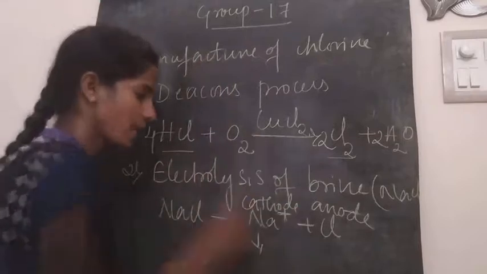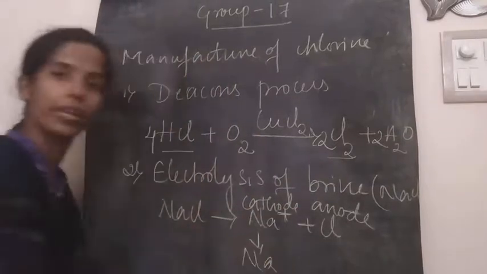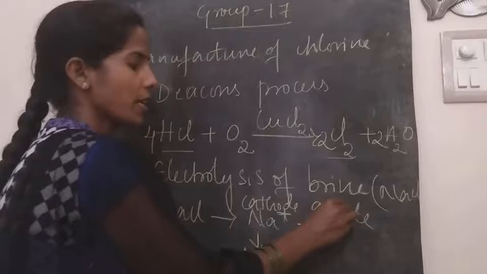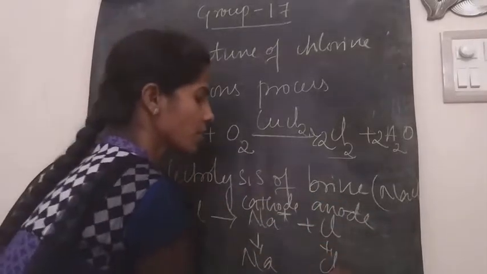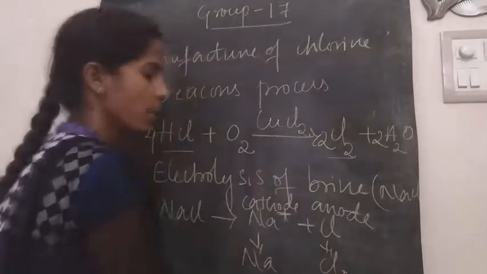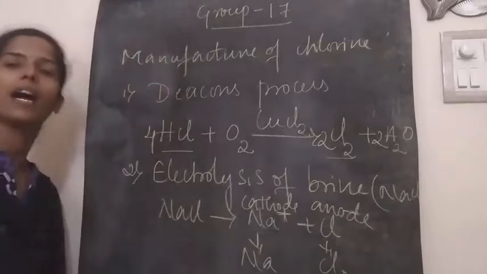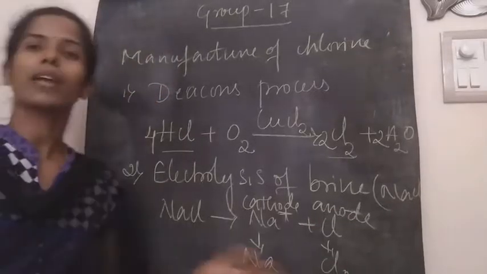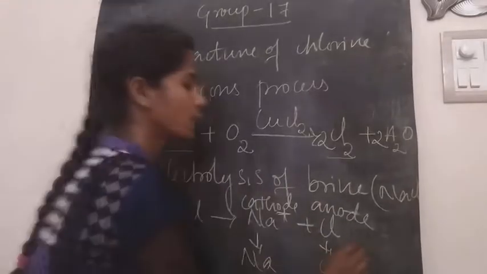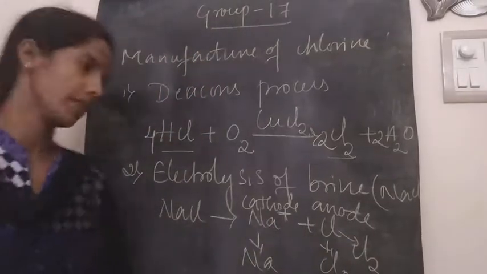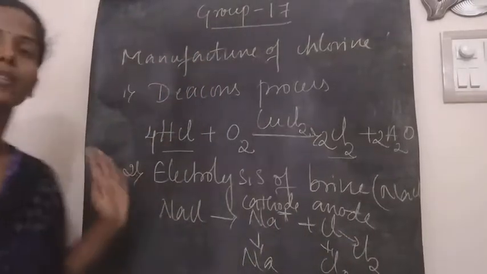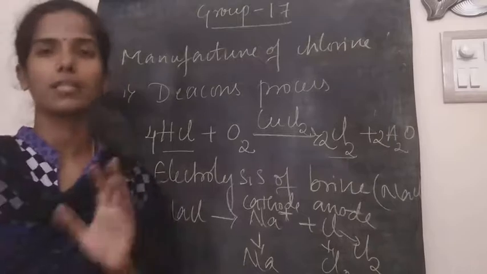Na plus, by gaining 1 electron, is reduced to Na, and at the anode, oxidation takes place. Cl minus is oxidized to Cl2, which means Cl2 gas is liberated at the anode by the oxidation of Cl minus. These two methods are used for the manufacture of Cl2.